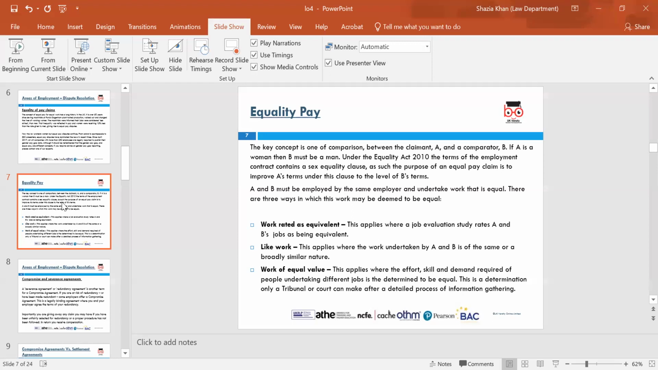There are three ways in which this work will be deemed equal. Work rated as equivalent: this applies where a job evaluation study rates A and B's jobs as being equivalent. Like work: this applies where the work undertaken by A and B is of the same or broadly similar nature. Work of equal value: this applies where the effort, skill, and demand required of people undertaking different jobs is determined to be equal. This is a determination only a tribunal or court can make after a detailed process of information gathering. So do you think equality in pay still exists today?